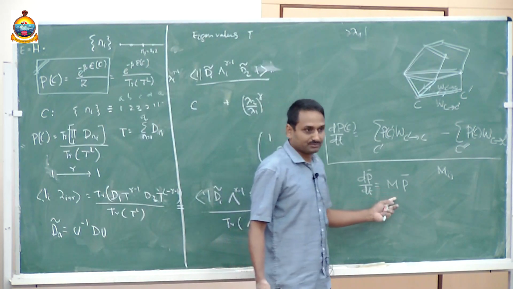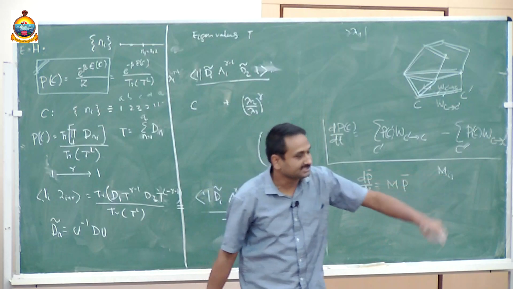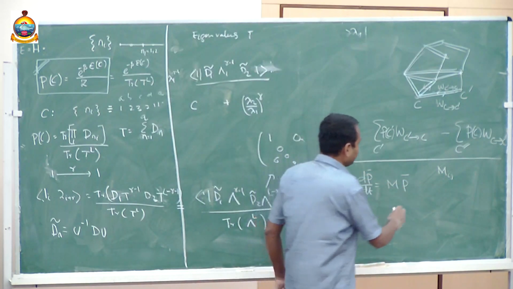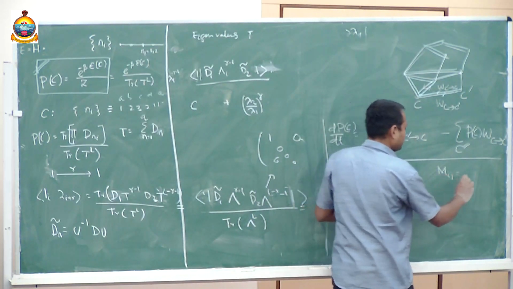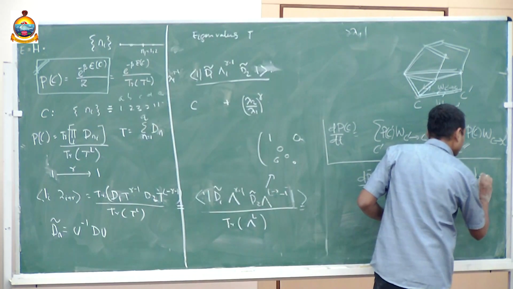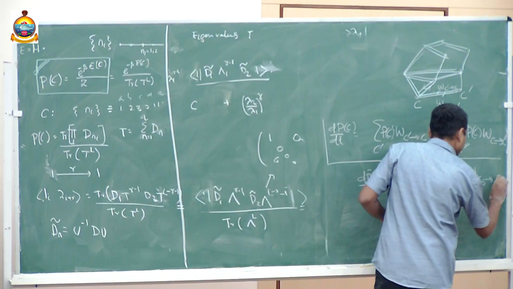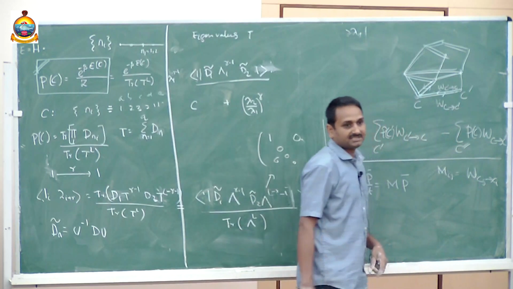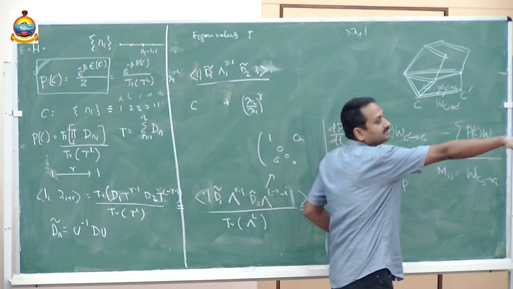Okay, so this is 2 to the power L by 2 to the power L. It's a huge matrix. It's not that simple. Okay, so the M_ij, the ij element, is this probability. So M_ij is just W from Cj to Ci. I mean, M_ij is W Cj to Ci, and whatever I have written.